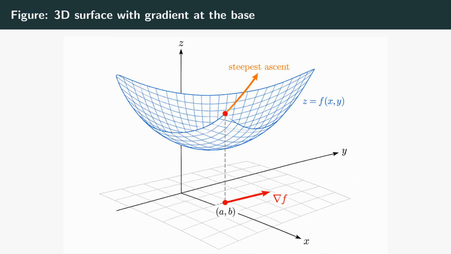Lift that arrow up onto the surface and you get the orange arrow, the direction of steepest ascent on the surface itself. Geometrically, the gradient is a shadow on the floor, an arrow telling you which way to walk to climb fastest, and the magnitude of del f tells you how steep the climb is per unit horizontal distance.